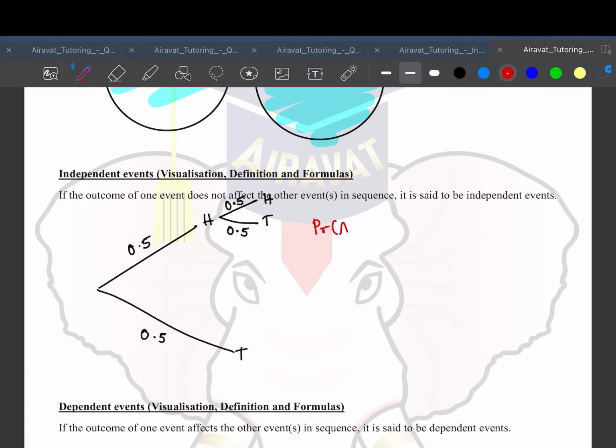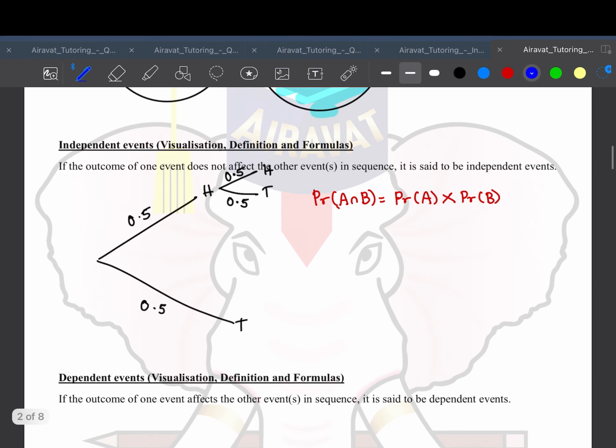Alright, now what does this give you in terms of formulas? Well, the probability of A intersection B is going to be the probability of A times the probability of B. This is true for all independent events. Okay, how do I use this formula in the context of tossing the coin?